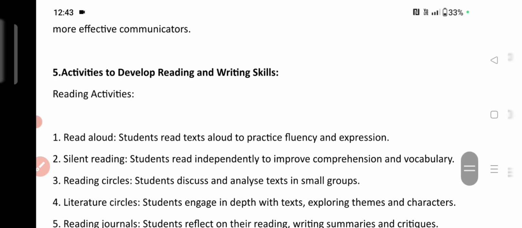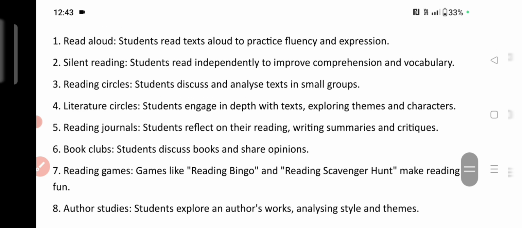And coming to the fifth topic, activities to develop reading and writing skills. So reading: read aloud. I have told that reading aloud is only possible when you are in childhood. Later on it's not possible; everyone will see it as inappropriate for that age, right? Read aloud is for fluency, to practice fluency and expression.